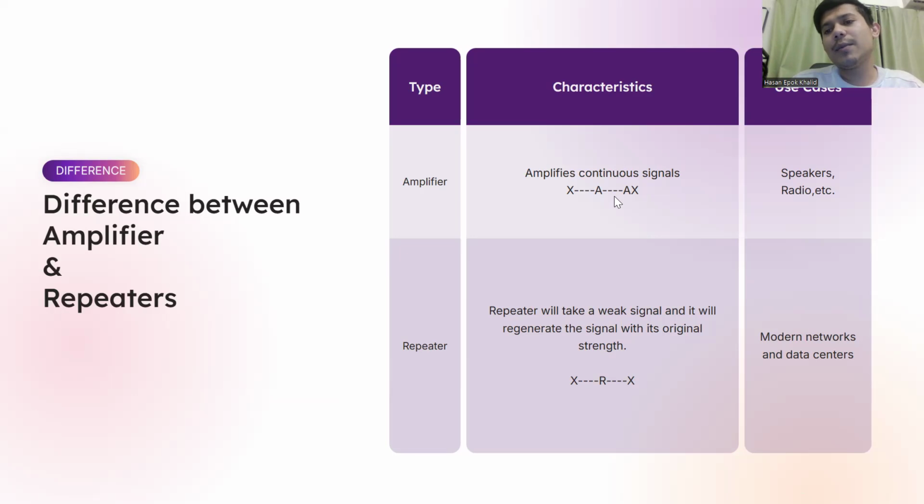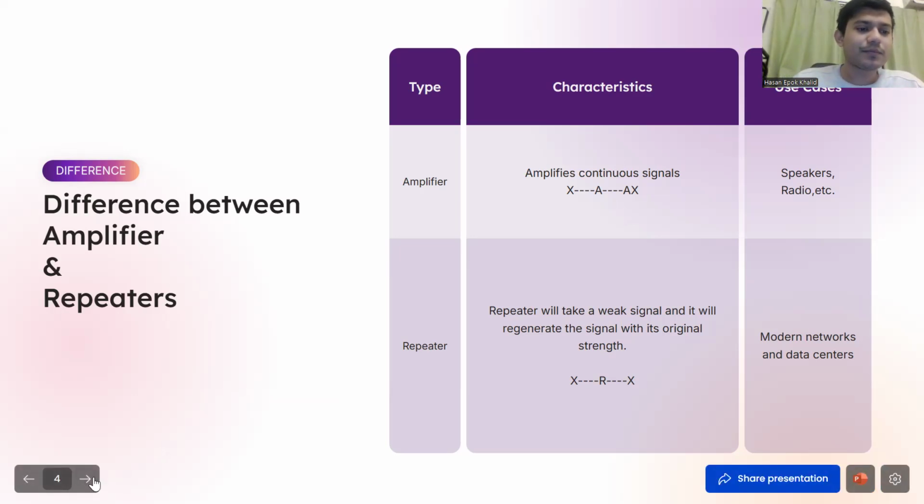Let's see some uses of amplifiers first. Amplifiers are used in different music devices like speakers, and also in radio signals and a lot more. And repeaters are used in different modern networks and data centers.